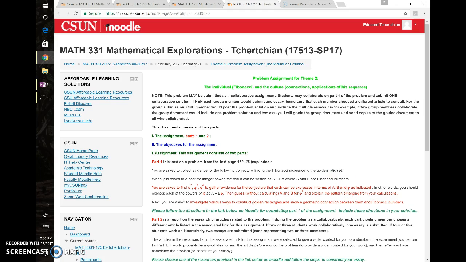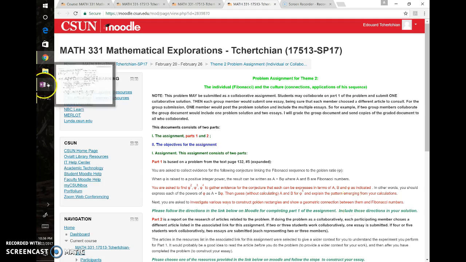So the goal is that you have to show in part 1 here, and again, it's based on the text, page 132, number 5, that when phi is raised to a positive integer power, that result can be written as some number a plus some number b multiplied by phi, where these numbers a and b are Fibonacci numbers. So really what you're asked to do is to find these quantities, phi squared, phi cubed, phi to the fourth, and that will allow you to gather more evidence for this conjecture, right? That you could write every single one of them in terms of a, b, and phi. So that's what you're really doing.